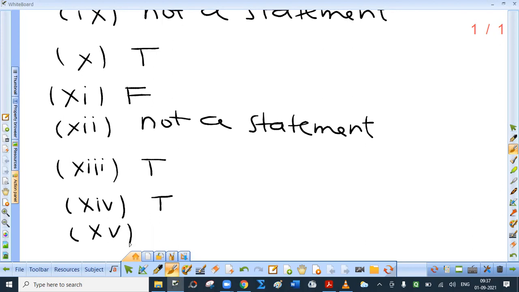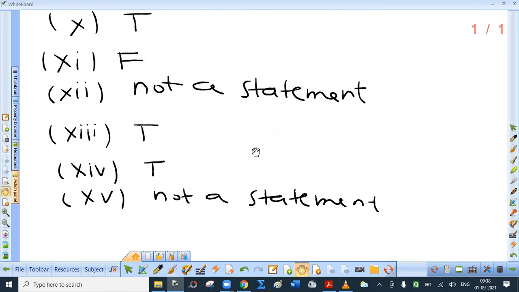Now, the 15th one: it rains heavily. It is an open statement, hence not a statement. Very good. It is not a statement. Read the next question also.